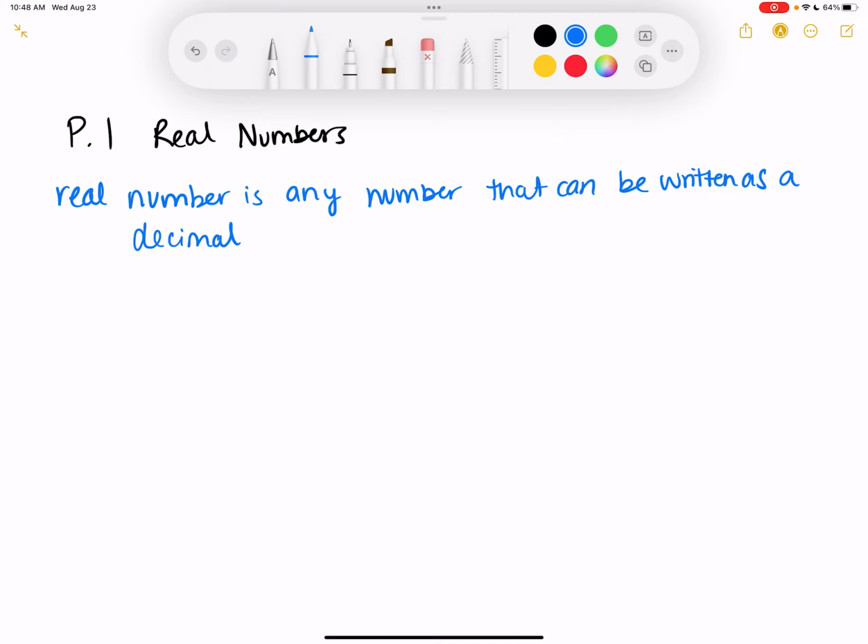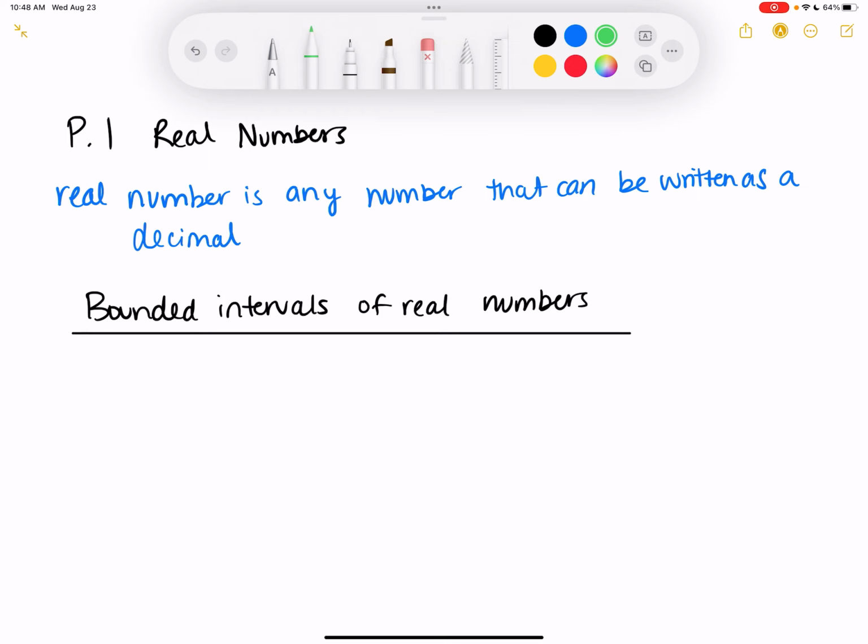Okay, I'm just going to go into bounded and stuff because I trust that y'all know the other stuff. So bounded intervals of real numbers. Let A and B be real numbers with A less than B. So I'm going to have a chart with 4 columns and 5 rows.